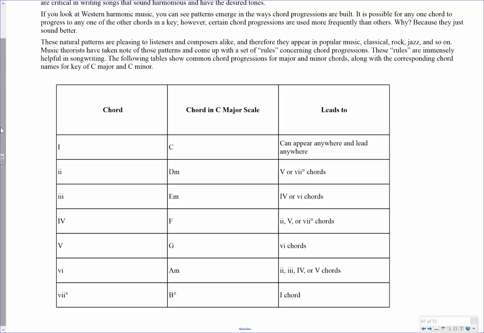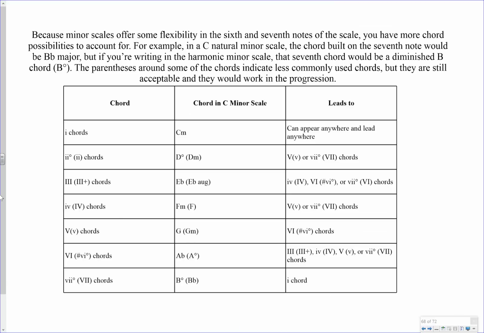So this chart, again, is just for major, and now we'll explore the minor chart. Because minor scales offer some flexibility in the 6th and 7th notes of the scale, depending on what form of minor you're using, you have more chord possibilities to account for. For example, in a C natural minor scale, the chord built on the 7th note would be B flat major. But if you're writing in the harmonic minor scale, that 7th chord would be a B diminished chord, which we all know.